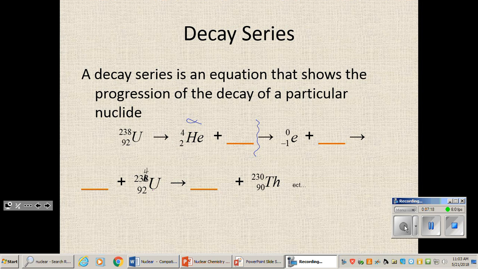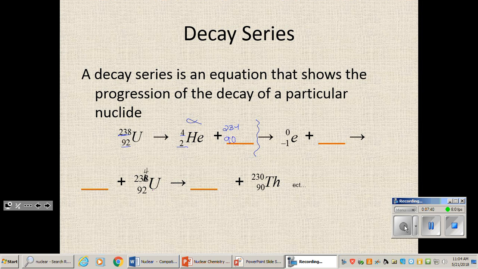So if we consider this first decay series for uranium-238, this first decay is an alpha decay. It's losing this helium nucleus. So that's going to make the mass, 238, go down by 4. So the new mass of the nuclide is 234. The atomic number is going to go down by 2. So the new atomic number is 90.